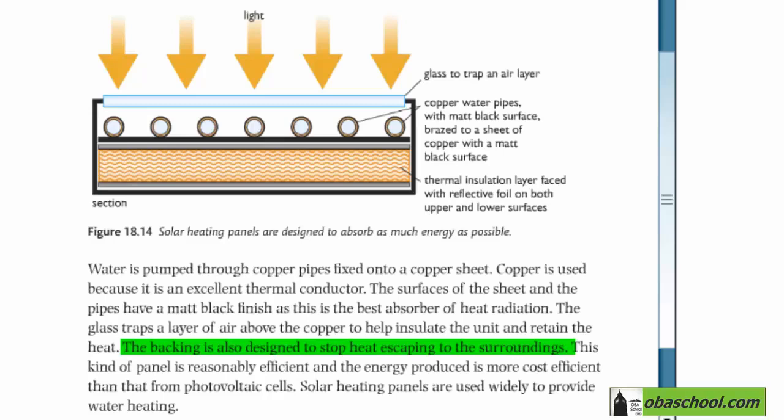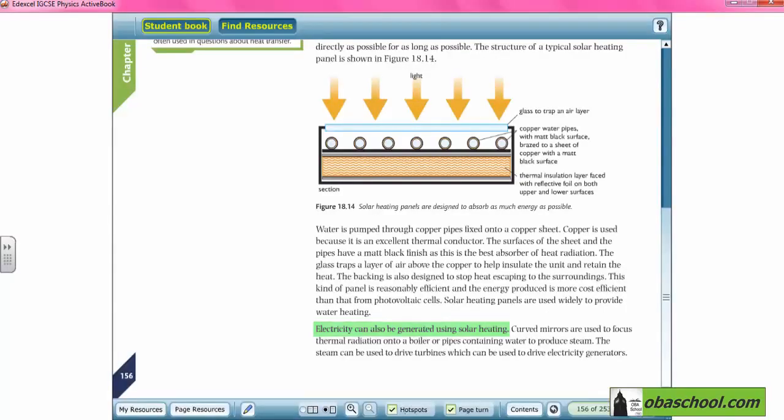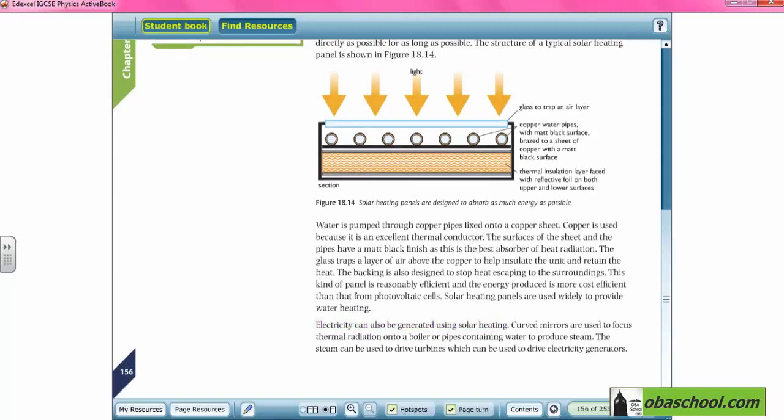This kind of panel is reasonably efficient, and the energy produced is more cost efficient than that from photovoltaic cells. Solar heating panels are used widely to provide water heating. Electricity can also be generated using solar heating. Curved mirrors are used to focus thermal radiation into a boiler or pipes containing water to produce steam. The steam can be used to drive turbines, which can be used to drive electricity generators.